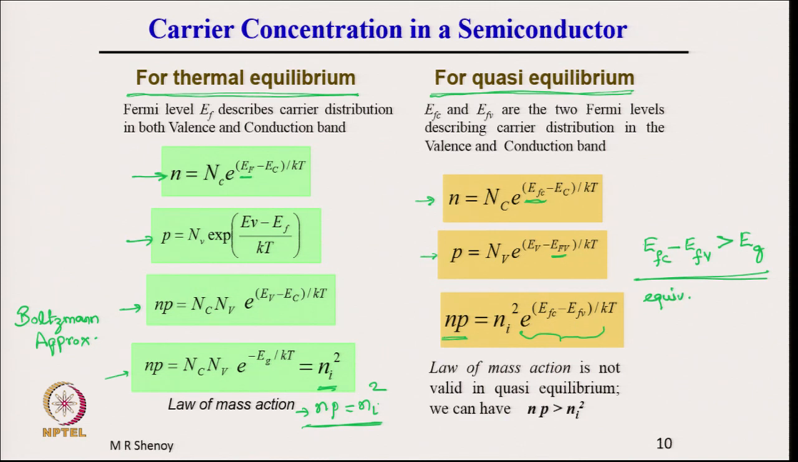So, this is the equivalent condition to population inversion: delta n must be greater than 0, or n2 minus n1 greater than 0. We had written that n2 minus n1 should be greater than 0, or population inversion. This we called population inversion in this course. What is the equivalent condition for semiconductor lasers? The equivalent condition for semiconductor lasers is E_fc minus E_fv greater than E_g.